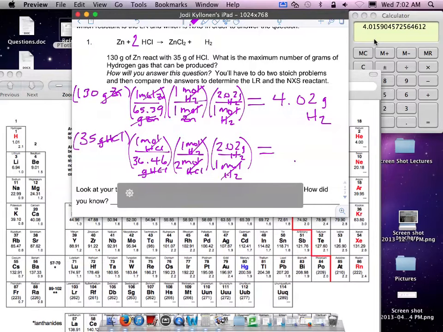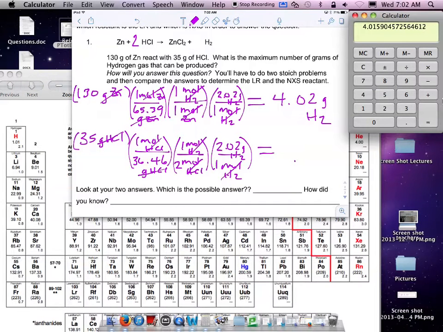All right, so I'm ready for my equal sign because I'm where the problem asks for. I multiply everything on the top, divide anything on the bottom. So I take 35 times 1 times 1 times 2.02 divided by 36.46, and then divided by 2 divided by 1, I end up with 0.970, we'll say, grams of hydrogen.